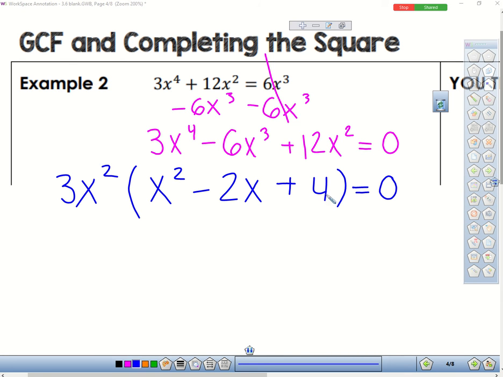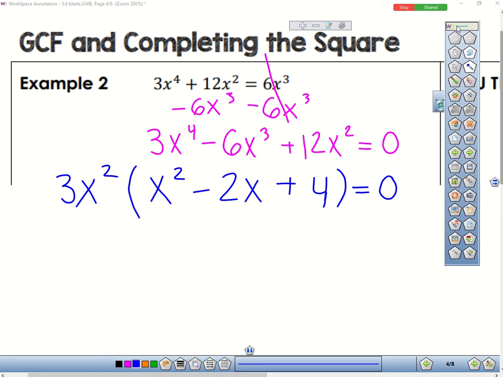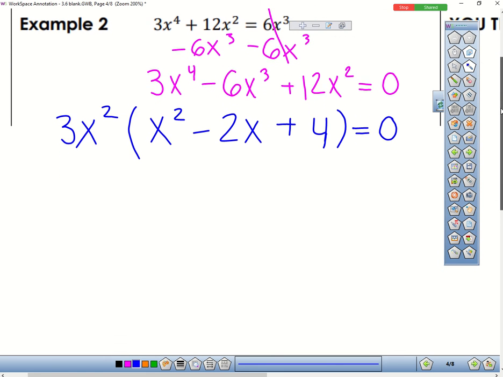And now from here, my goal is to factor this trinomial. Now, I don't know about you guys, but I can't think of anything that multiplies to give me positive 4 but adds up to -2. What do you think? No, there's not anything. So this is why we can't factor this the normal way. Your choice here is either to use the quadratic formula or complete the square. I'm going to complete the square in this case because it's a little easier, but you could have also used the quadratic formula.